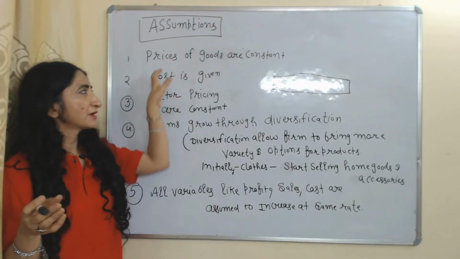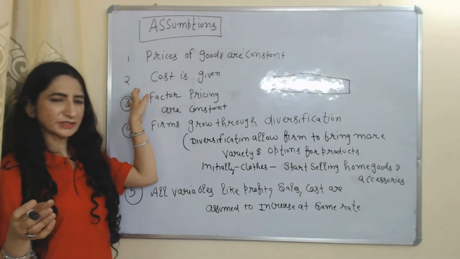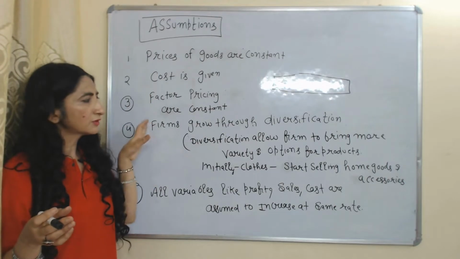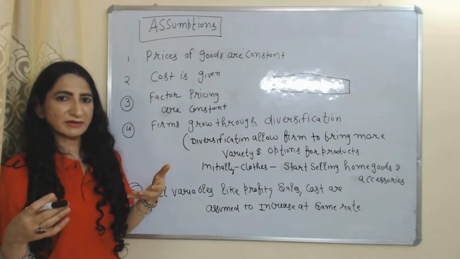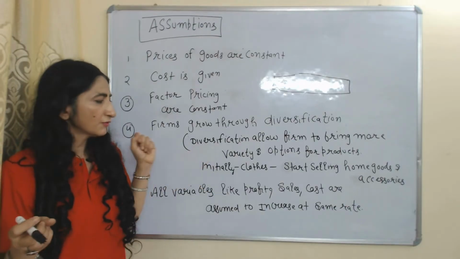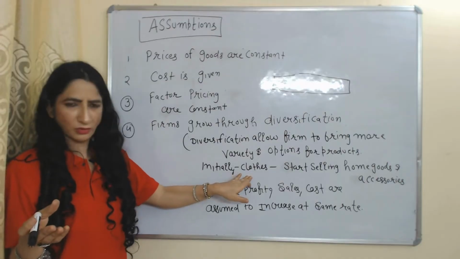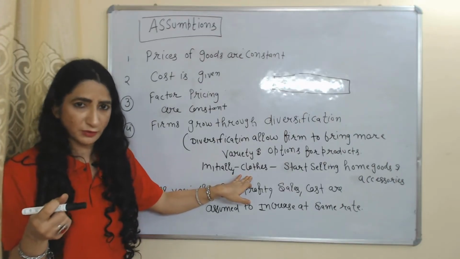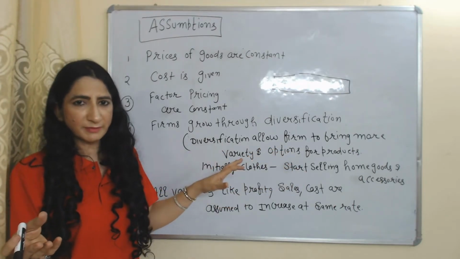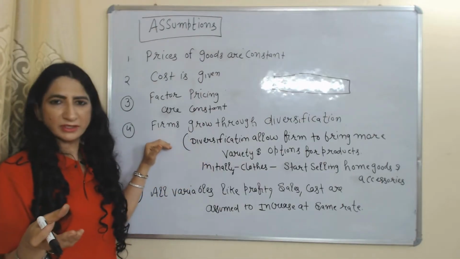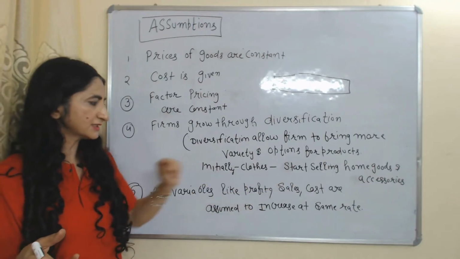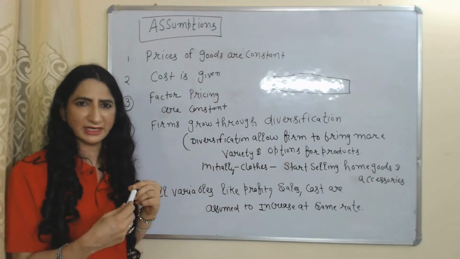Now we will see the assumptions. Prices of goods are constant, cost is given, factor prices are constant, and here we assume the firm grows through diversification, because diversification allows the firm to add more varieties and options for their product. For example, initially you were selling cloth only, but now you add more variety and options for your product. Suppose you start selling home goods and accessories also, it will be called diversification. And in this theory, we assume the firm grows through diversification. And all variables like profit, sales, cost are assumed to increase at the same rate.